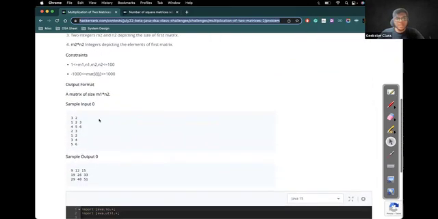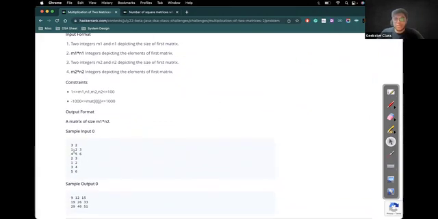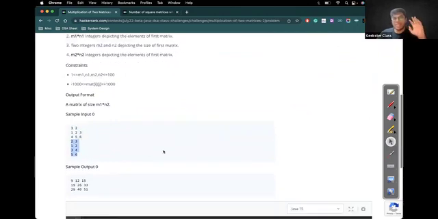So what we have to do: there will be rows and columns of the first matrix, and rows and columns of the second matrix. Then we have to multiply those two matrices. If multiplication is possible, print the resultant matrix. If it is not possible to multiply those two matrices, print -1. And you have to maintain the order: this should always be the first matrix, and this the second matrix.